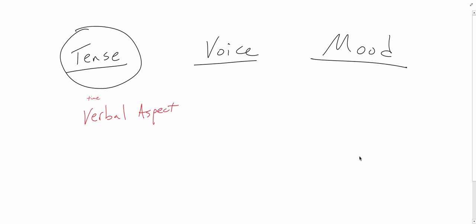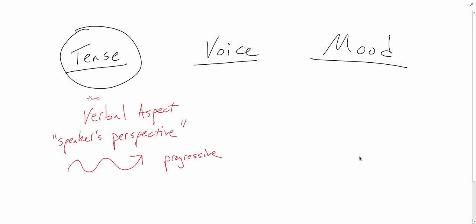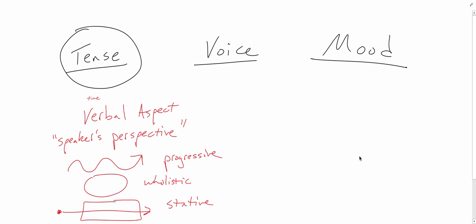And this terminology is going to be foreign to most of you. One way of thinking about it is the speaker's perspective on the action. What perspective is he choosing to give you on the action? And there are three main perspectives. There's a progressive perspective, and then there is a holistic perspective, which just looks at the action as a whole, and then there is a stative perspective, which speaks of the action completed, and then a state that results from that action.